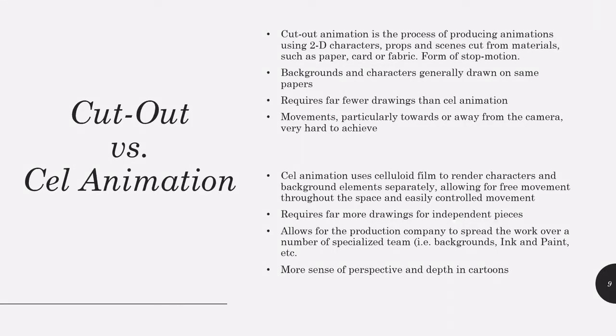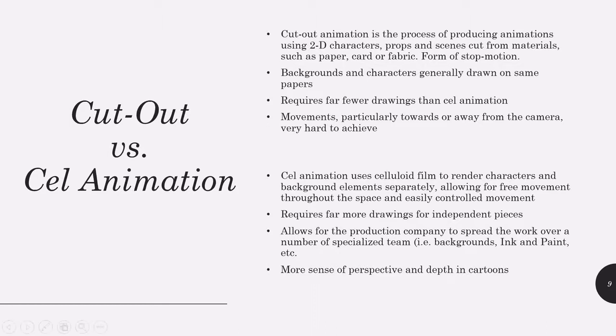Okay, so I like to show that because it's a good demonstration of a couple of concepts we're going to learn about now. And the first one is what is cutout animation versus cell animation? Cutout animation is the process of producing animations using 2D characters cut from materials like paper, card, or fabric. It's essentially a form of stop motion. And the backgrounds and characters are generally drawn on the same type of paper.